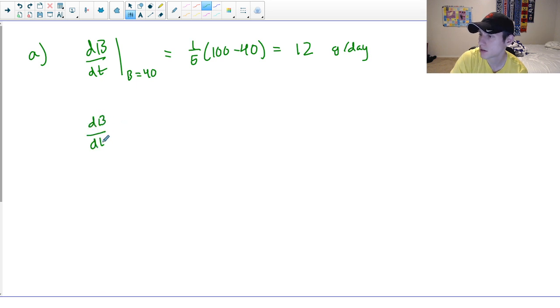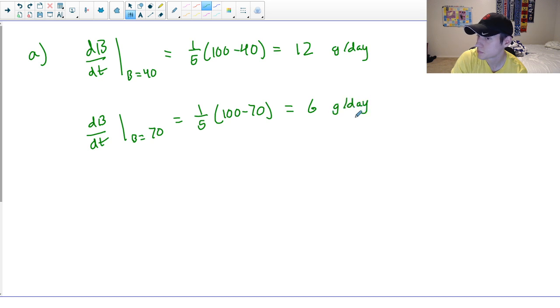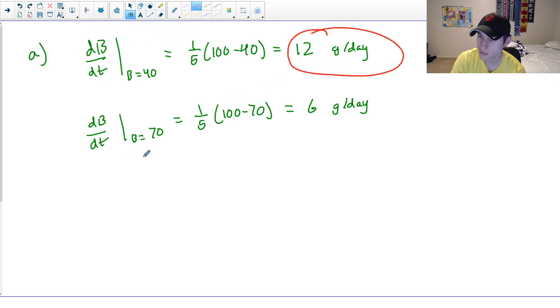But let's see how that is whenever its weight is 70 grams. So 1/5 times 100 minus 70. 100 minus 70 would be 30. 30 times 1/5 would be 6. Okay, so again, a positive 6, so it's gaining 6 grams per day. But we can clearly see that this 12 is larger than 6. So what does that mean?